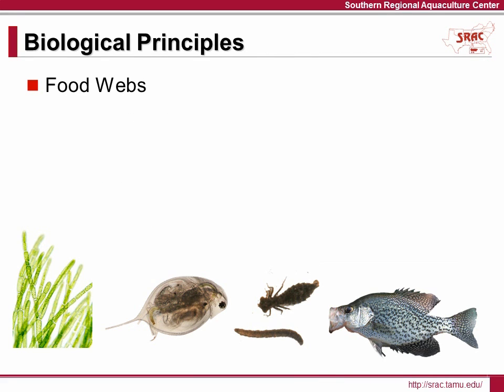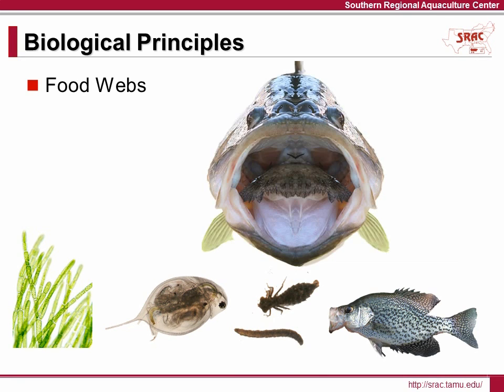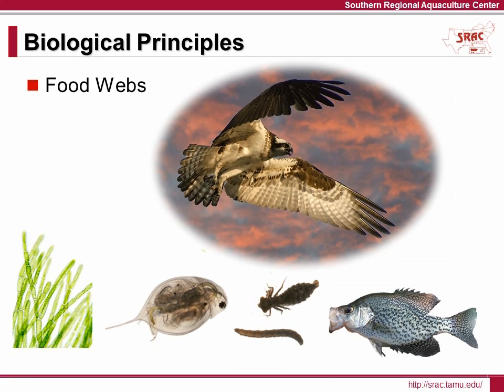The aquatic food chain plays an important role in the management of recreational fish ponds. Many people may not realize that it can take up to 1,000 pounds of algae to produce a single pound of bass. And don't forget, the food chain doesn't end at the water's edge.